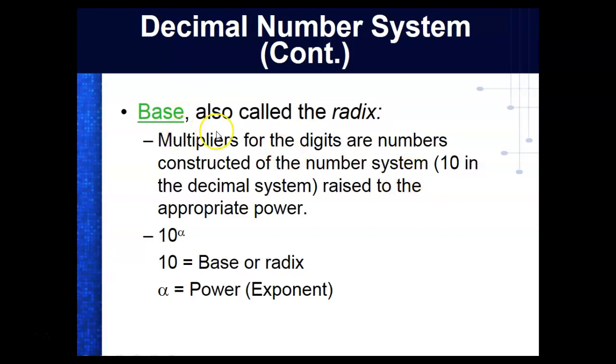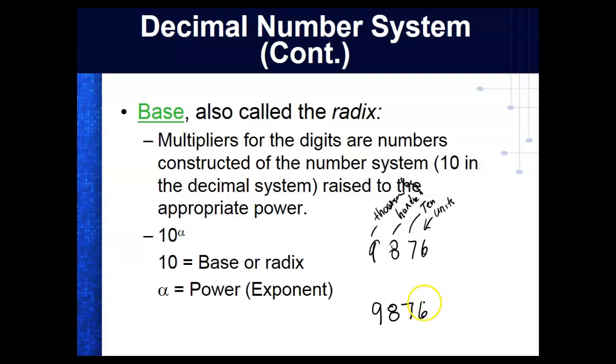But that's mine. The base of the number, also called the radix, gives the multipliers for the digits, which are numbers constructed from the number system, 10 in decimal, raised to the appropriate power. So when we wrote down a number, 9876, you learn this is what you call units, and then you learn this is tens, and then hundreds, and then you probably learn this is thousands. Run out of space. But in actuality, here is what it actually does. 9876.